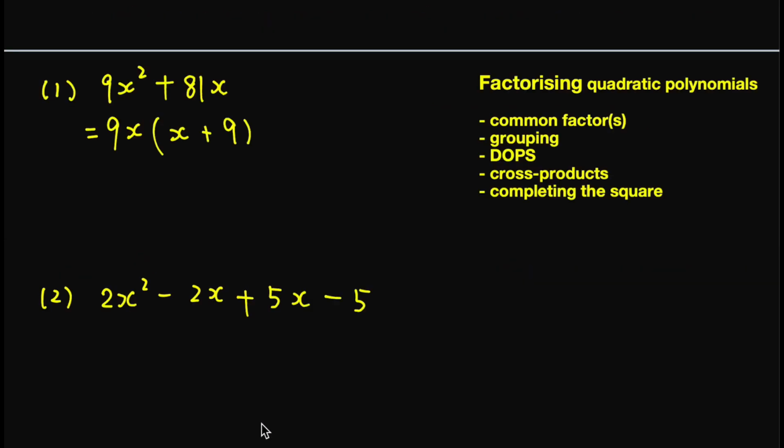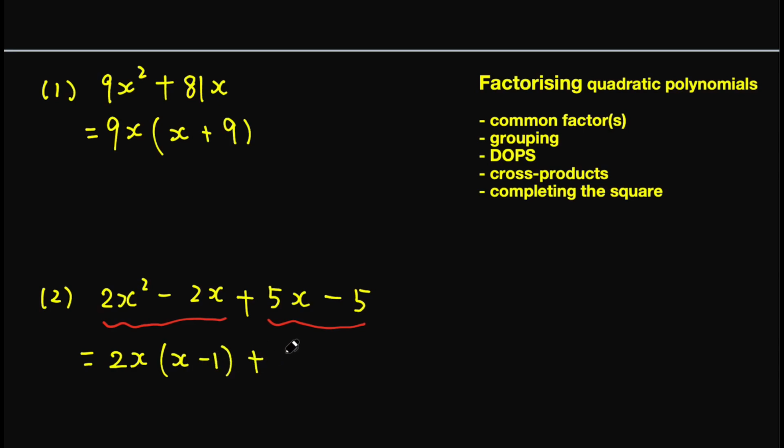Now, second one, there are 4 terms. Are there any common factors? No. Then we move on to the second method. It's about grouping. And here we can see if we group them, or divide them into these two groups, then for each group there are common factors.